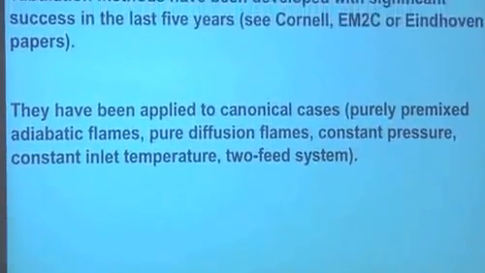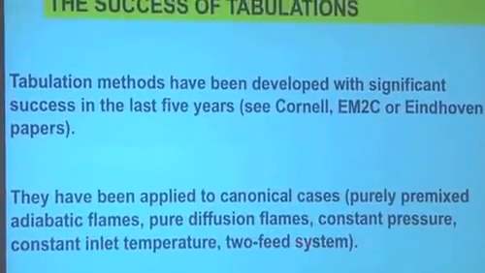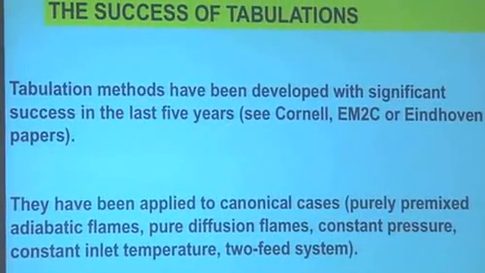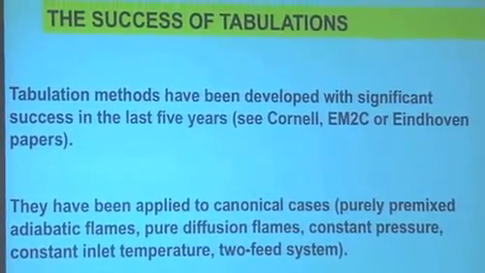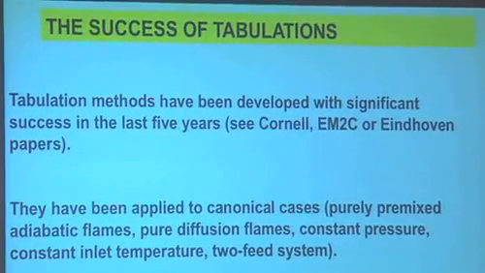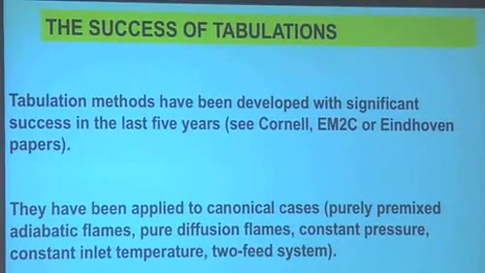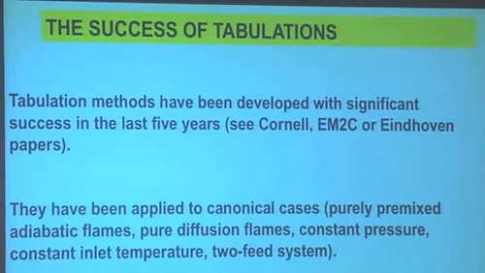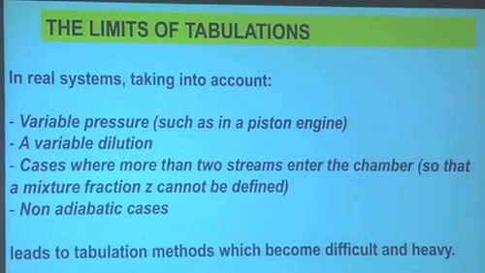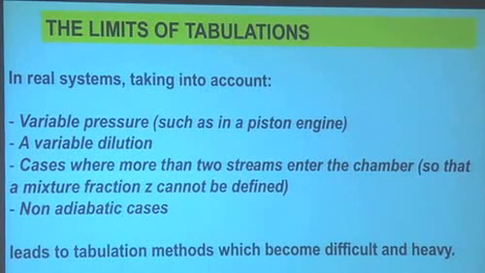Still, for many canonical cases in the last years, we have seen that tabulation methods have been quite efficient. They work. There are quite a few people working on that. I suspect in this room there are probably people working on that. And that's a good way to look at the problem despite the approximations that I mentioned. Now, what are the limits of tabulation methods?